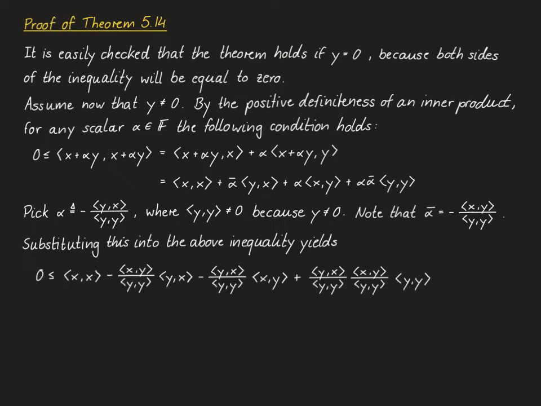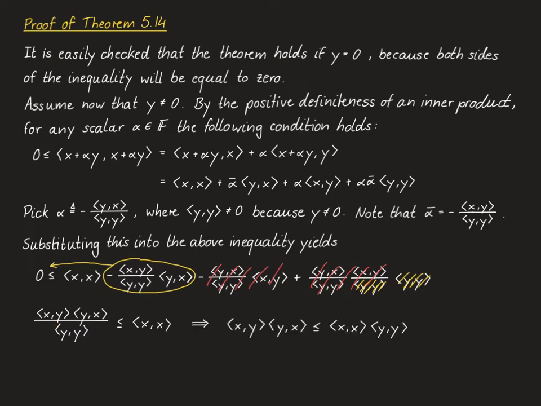We notice that in the last term, the inner product of y with y cancels out, and then the third and the fourth term are the same but with opposite signs. So also these two terms cancel out. Now we bring the second term to the other side and we get this inequality that we can now multiply with the inner product of y with itself, and we get to something that already looks very similar to the Cauchy-Schwarz inequality.